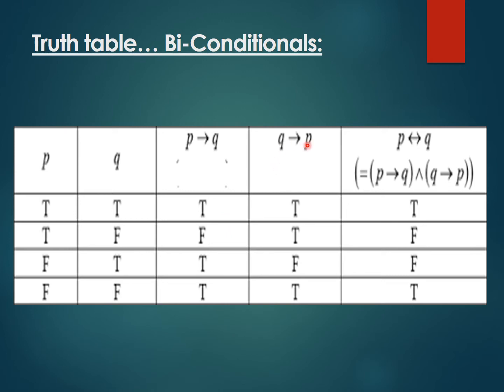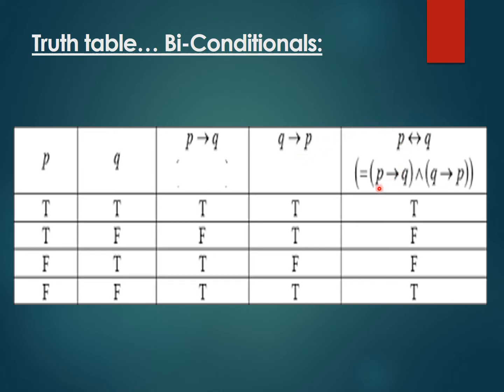Similarly, the second column is for Q implies P. Now here, keeping in mind that Q is the first proposition, we will check from the Q side. So it will be false only when Q is true and P is false. So just check those possibilities where Q is true. In the first, Q is true, but P is also true, so the answer is true. Next, Q is true, but P is false. So here the answer will be false. So we have both P implies Q and Q implies P.